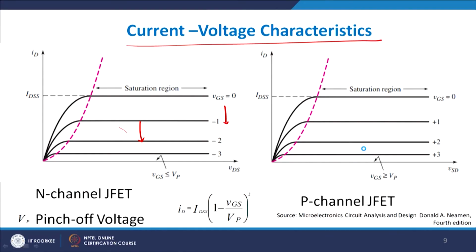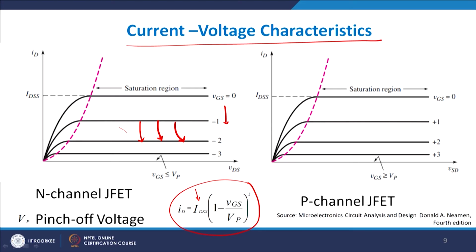In the saturation region, as the gate to source voltage becomes more and more negative, the current starts to drop down, right. And we define a pinch off voltage: the gate voltage at which the current goes to 0 is defined as my pinch off voltage, exactly the same definition which we saw for a MOSFET threshold voltage, right. And this is the equation for the drain current for the case of a JFET.